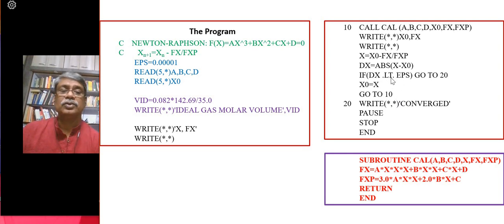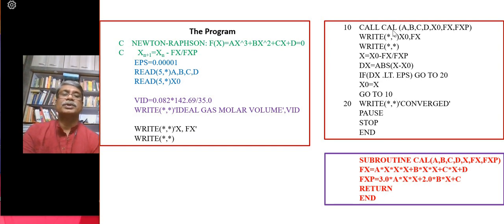So it goes out of the program. But if it is not less than EPS, then it doesn't go to 20. Now the old x0 takes the value of the new x, and then goes to 10 and again comes back. So x0 is redefined. Now that x0 goes into the subprogram again, giving new x, new fx, new fxp, and it calculates the whole lot again and checks at this stage whether it is less than epsilon or not. If it is less than epsilon, then it goes to 20: converged, pause, stop, end.